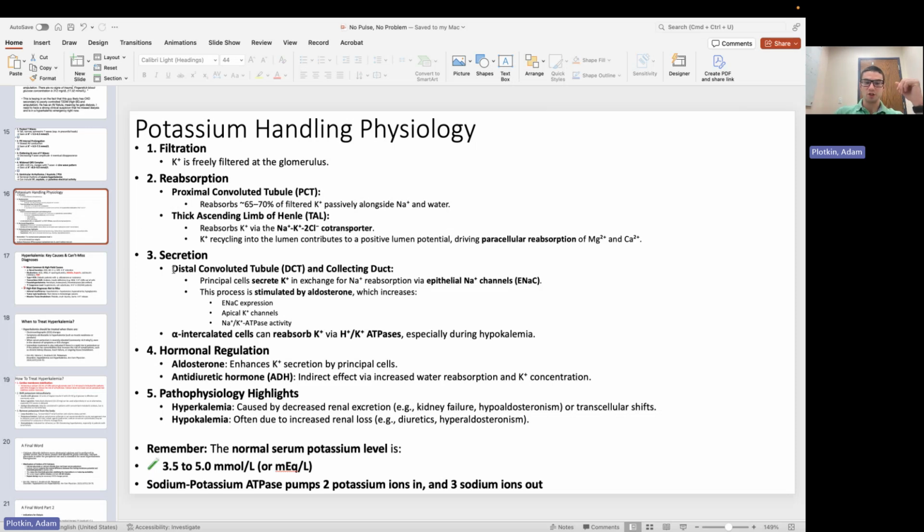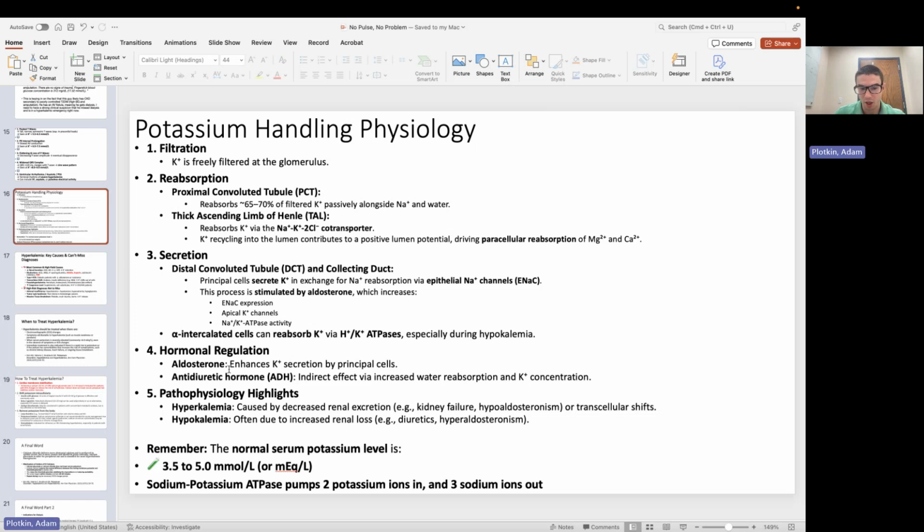So that's our reabsorption and secretion in the distal convoluted tubule and collecting duct. These are the principal cells that are going to secrete potassium in exchange for sodium, and they use these ENaC channels. So we reabsorb sodium, kick out a potassium, reabsorb sodium, kick out a potassium into the urine. Okay. The process is stimulated by aldosterone. Aldosterone increases the ENaC expression. It increases the apical potassium channels, and it increases the sodium potassium ATPase activity. Again, aldosterone's job, it keeps sodium and water. It kicks out potassium and H+. Okay. Our alpha intercalated cells can also reabsorb potassium via the H+ potassium ATPase, especially during hypokalemia.